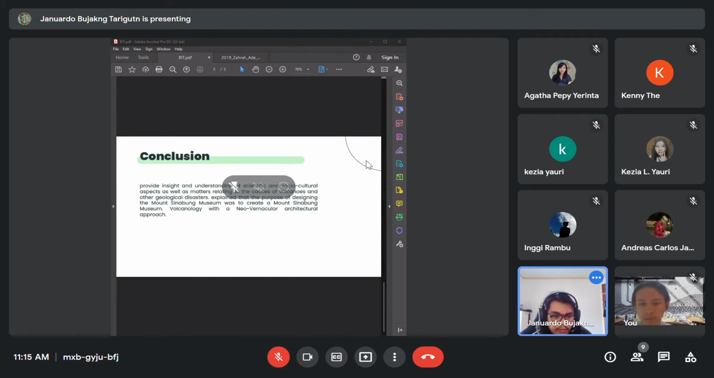Conclusion: provide insight and understanding of scientific and socio-cultural aspects as well as matters relating to the causes of volcanoes and other geological disasters. It explained that the purpose of the design of the Mount Sinabung Museum was to create a Sinabung Volcanology museum with a neo-vernacular architecture approach.